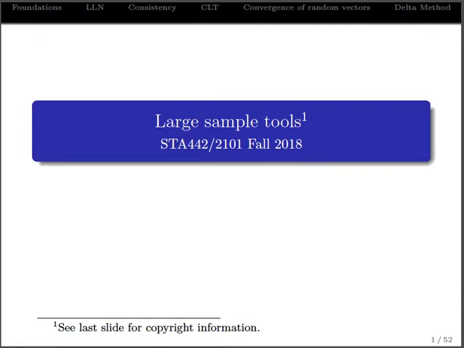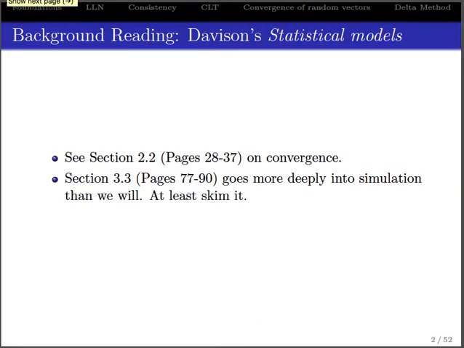In this segment, I'd like to introduce you to some large sample theory that will be useful throughout the course. For background reading, take a look at Davison's Statistical Models. Pages 28 to 37 on convergence is good, and pages 77 to 90 is a pretty deep treatment of simulation that is more intense than what we're doing, and you should at least take a look at it.